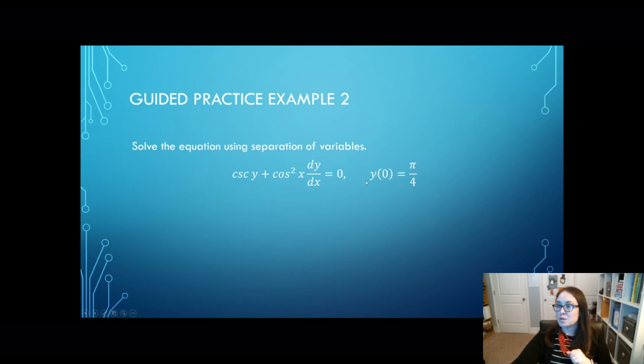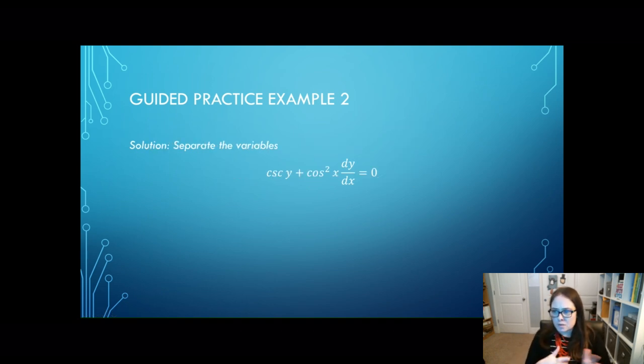Now, before I do that, though, notice that I have this extra piece of information over here. It says y of 0 equals pi over 4. This is what we call initial conditions. And so we're not going to pay attention to those until the end of the problem after I've solved this equation, and then I'll show you what we can do with those initial conditions. So first up, separate the variables.